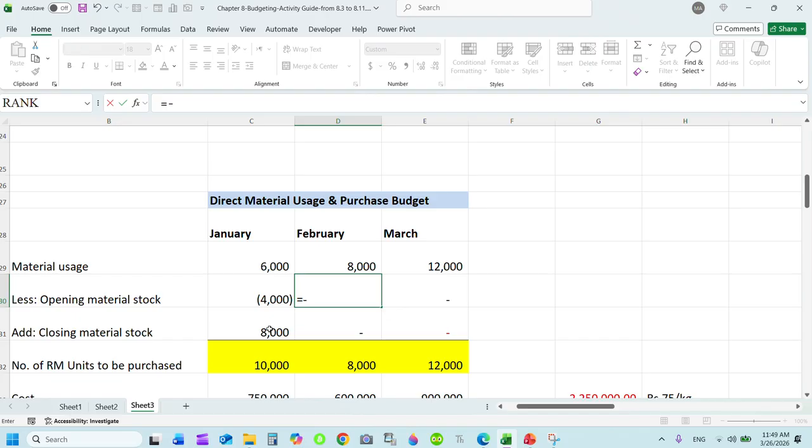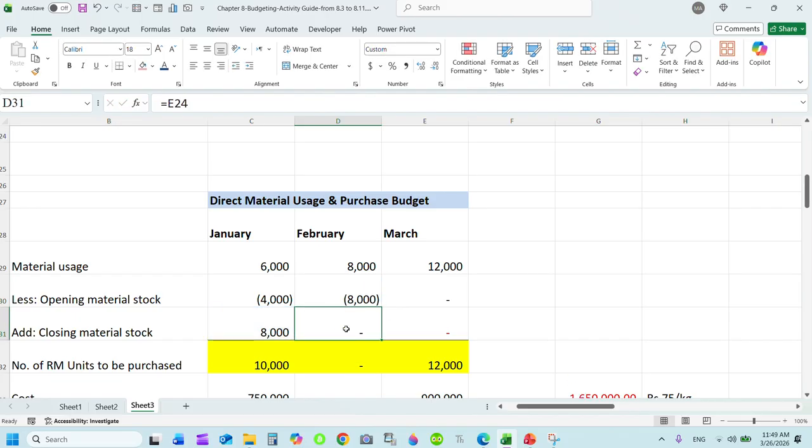This closing stock will become open stock for this period. And for this month, February, we need to maintain closing stock of raw material sufficient for the next month's production requirement based on material usage. It is accordingly 12,000. So this will become open stock for the next period.